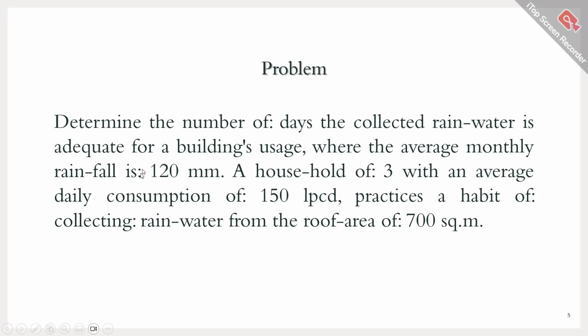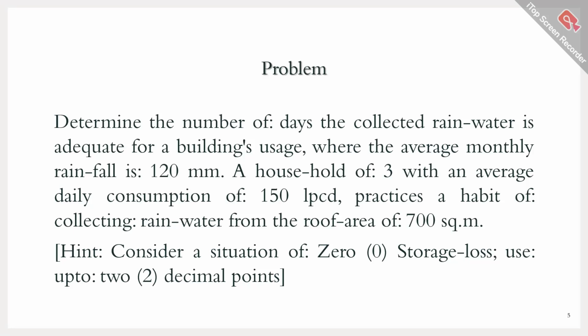Now, this 120 into 700 divided by 1000, obviously, because it is in millimeter. So this many cubic meter and this many liters per day, you have to bring them in similar units and compare in order to get this number of days. Hint is, consider a situation of zero storage loss, and you have to get the number of days answer up to 2 decimal points. So if you consider zero storage loss by evaporation or leakage or by whatever means, then the solution of the problem will be as follows.